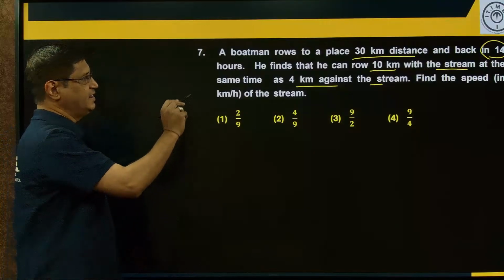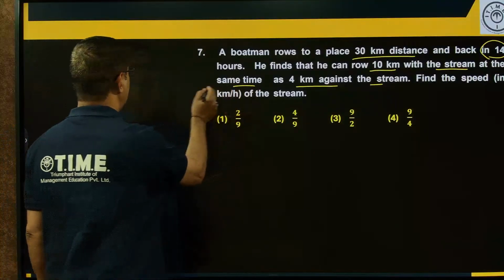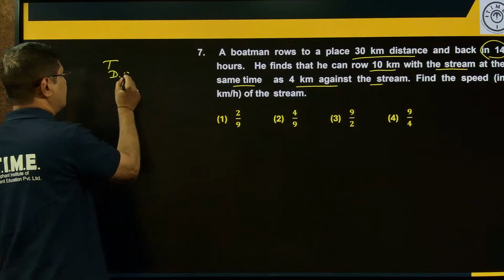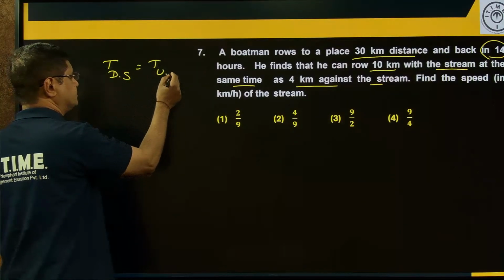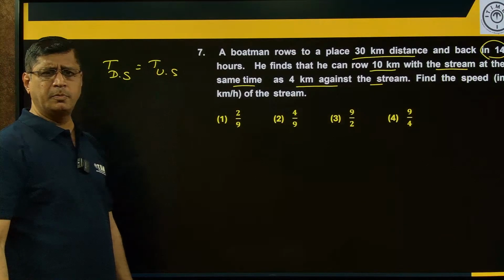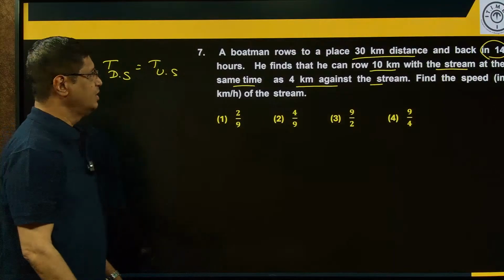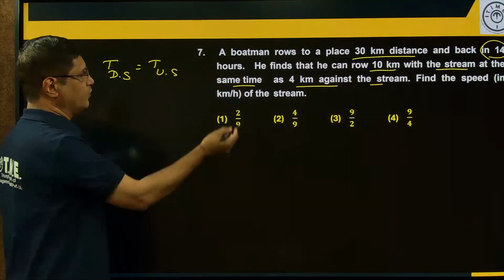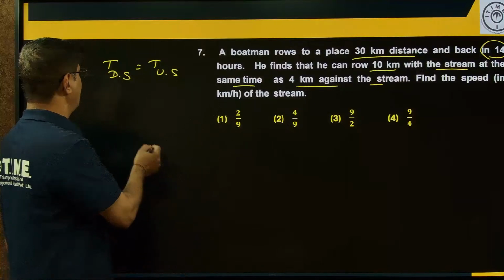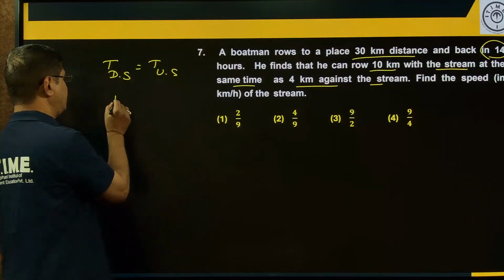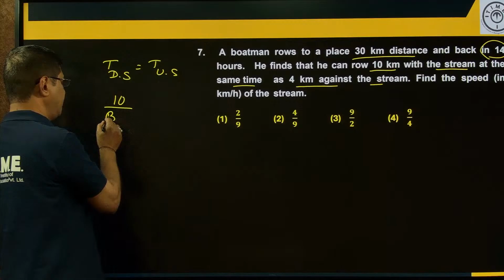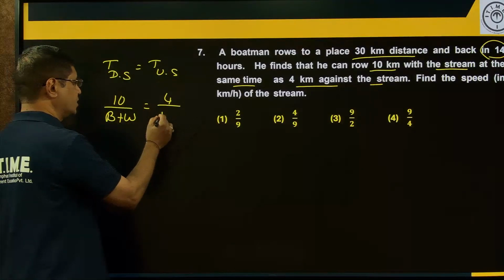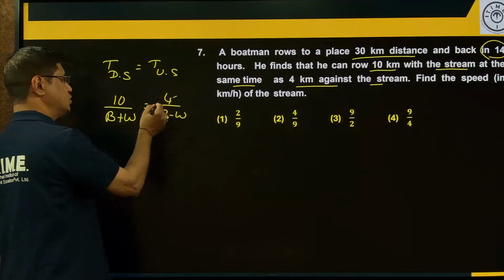He finds the same time. So time in the downstream, time in the upstream. What do you mean by time? Time is distance by speed. Now what is the distance here? Distance along with the stream, that is downstream, 10. So B plus W. Again against the stream 4 km, B minus W. Solving this.